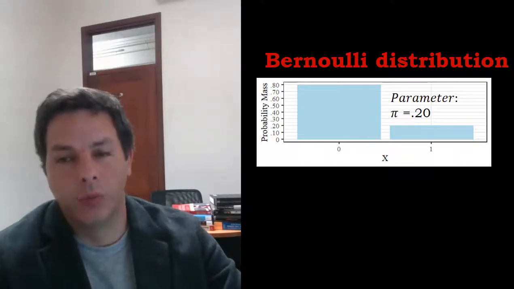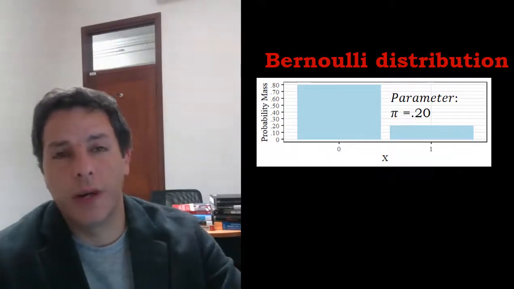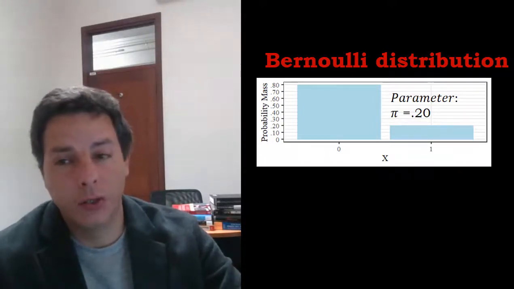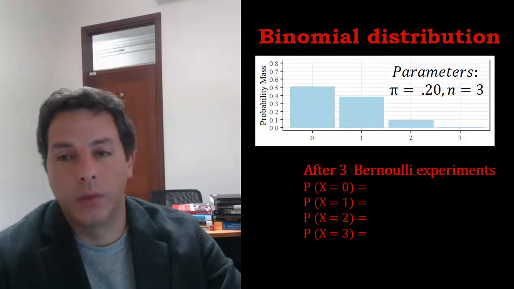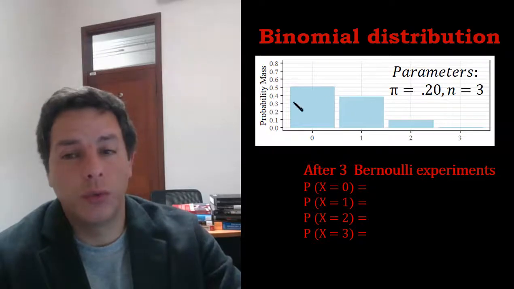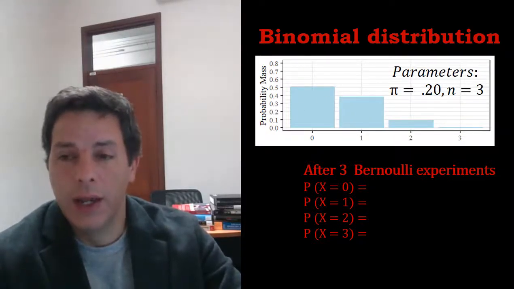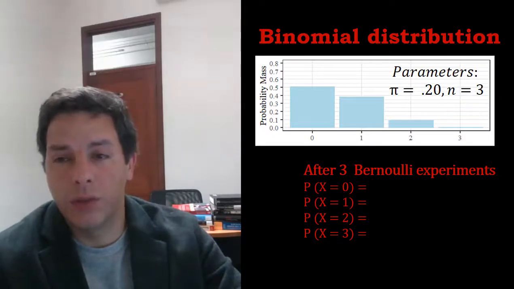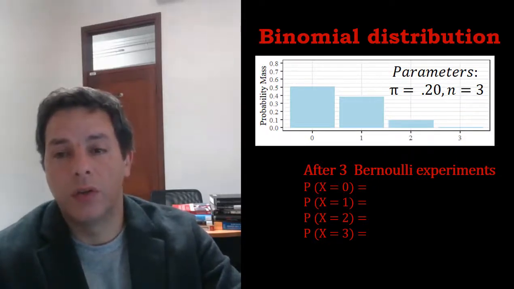But when we expand to a binomial distribution, which we do a lot, then here we need two parameters. Pi is 0.20, which is the same as in the Bernoulli that we've just seen, and n equals 3, which means that there will be 3 experiments or 3 drone landings.